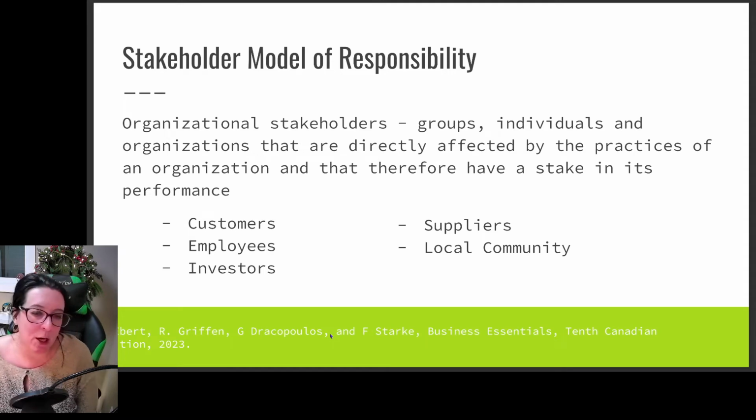An alternative to looking at the pyramid would be to look at what is called the stakeholder model of responsibility. So we can look at corporate social responsibility by looking at the stakeholders. These are the individuals, the groups, the organizations that are directly affected by the practices and processes of the organization, so they therefore have a stake in its performance. This would include the customers who buy our product or our services, our employees, our investors, our suppliers, and the local community. So they are all impacted by how well our organization performs and what our organization does.